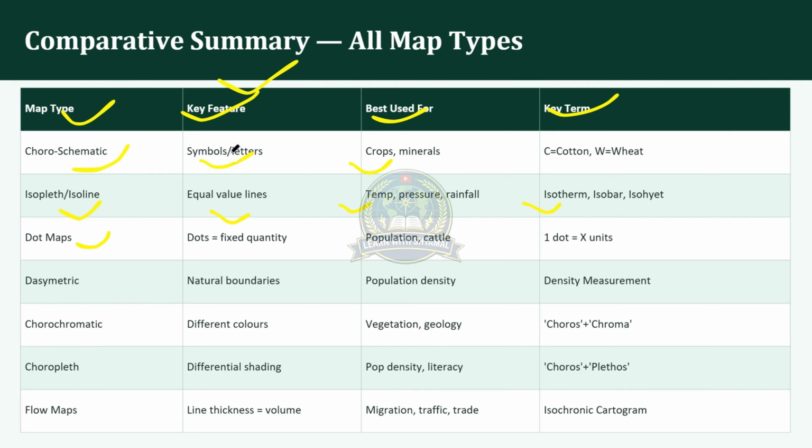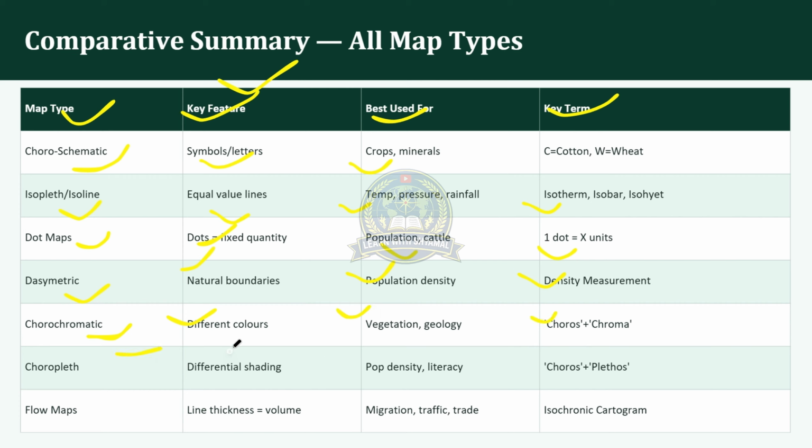Map type: dot maps. Key feature: dots of fixed quantity, best used for population and cattle. Key term: 1 dot equals 100 x units. Map type: dasymetric. Key features: natural boundaries, best used for population density. Key term: density measurement. Map type: chorochromatic. Key features: defined colors, best used for vegetation and geology. Then the key terms: choros and chroma.